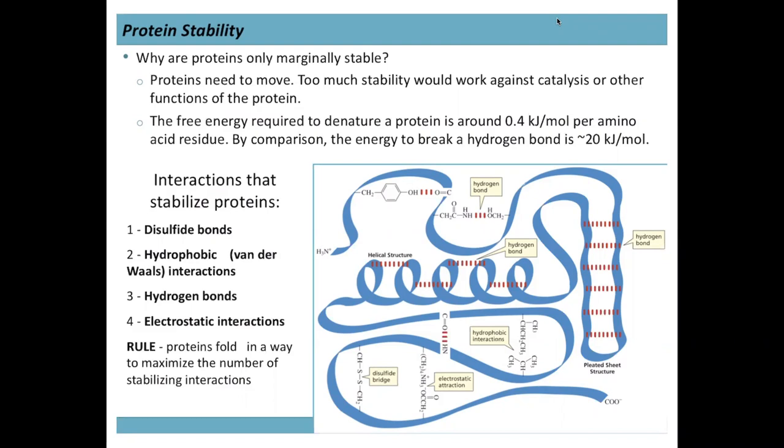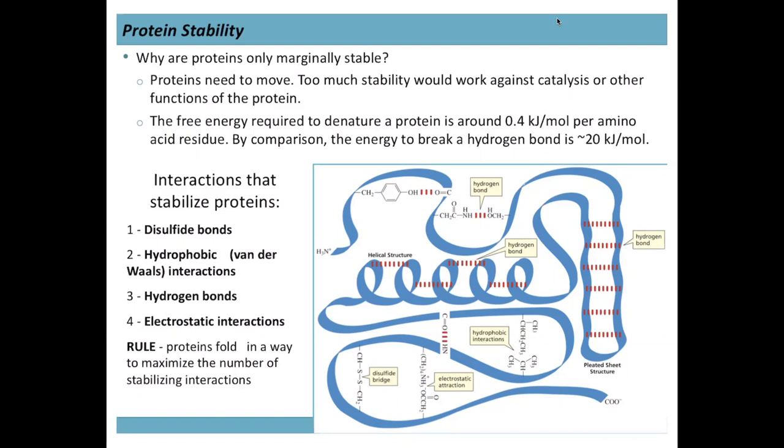And so the free energy required to denature proteins is around 0.4 kilojoules per mole per amino acid residue, meaning that per amino acid residue, you're not getting a whole lot of stability. Remember, by comparison, it takes 20 kilojoules per mole to break a hydrogen bond. So overall, the energy you get per amino acid residue is a fraction of what you would get if they were just all hydrogen bonding in the absence of water.